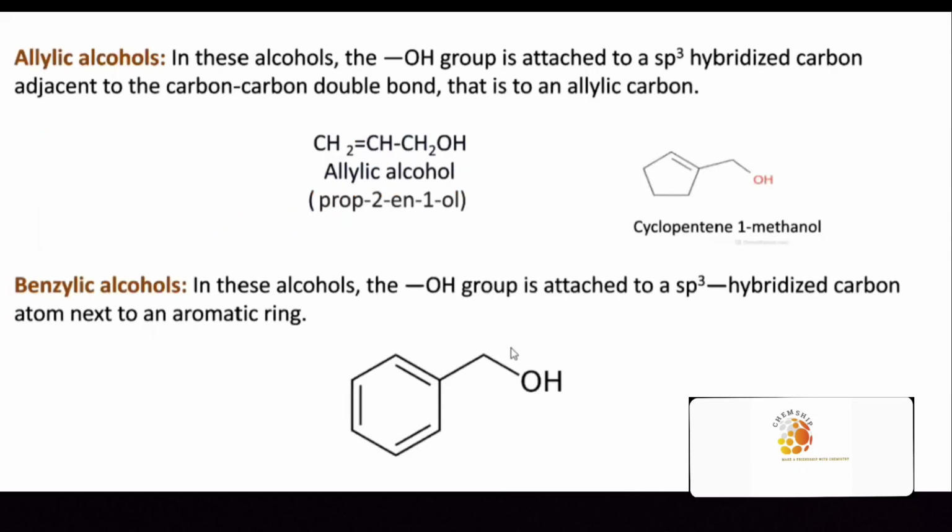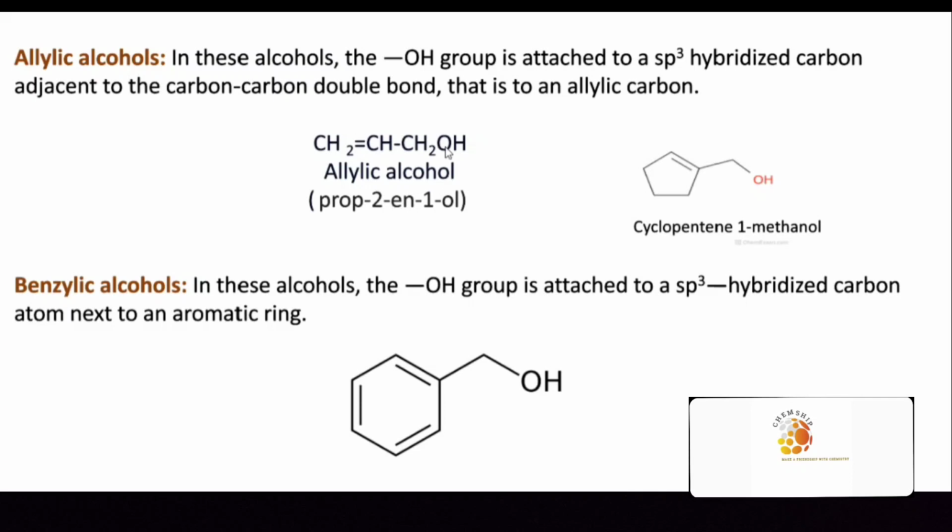Let's go into other types. Allylic alcohol. This term, allylic alcohols, is very important in exams. An example of allylic alcohol is prop-2-en-1-ol, and another example I provided is cyclopentene methanol. What does allylic alcohol mean? Read here: in this alcohol, the OH group is attached to an sp3 hybridized carbon adjacent to a carbon-carbon double bond. This carbon is adjacent to a carbon-carbon double bond, right? That's why it is called allylic alcohol.